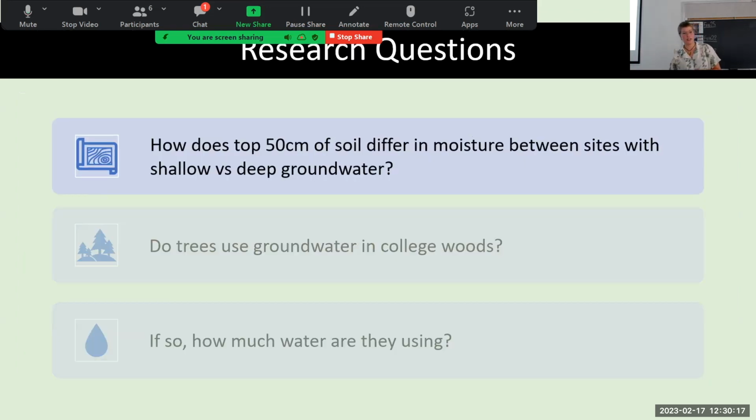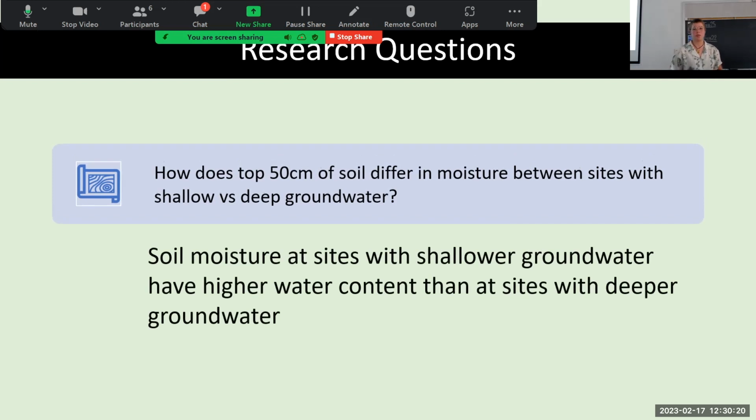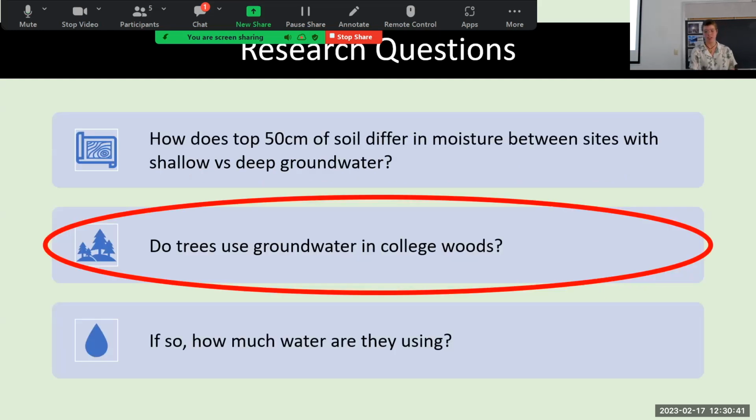So how does the top 50 centimeters of soil differ in moisture between sites with shallow versus deep groundwater? The soil moisture at sites with shallow groundwater have generally higher water content than at sites with deeper groundwater. And that's important to note because we want to know if trees are taking advantage of using this groundwater and if that leaves a permanent signal that groundwater use is dropping. So do trees use groundwater in College Woods? Are they taking advantage of this?